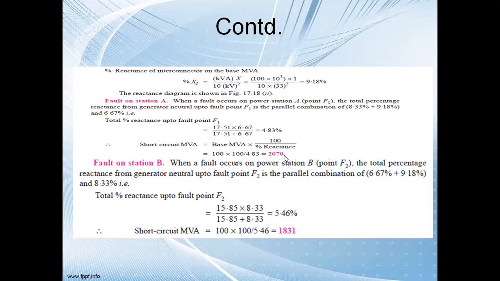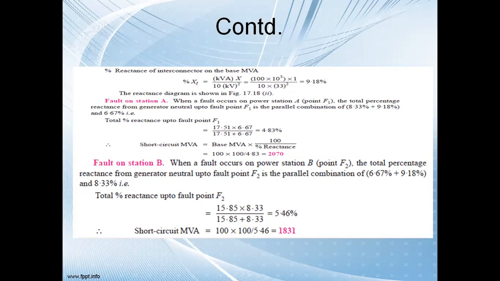This point is clear? Any doubt? Please tell me. If you face any problem in any part, please tell me. Any confusion up to this step? Any confusion?